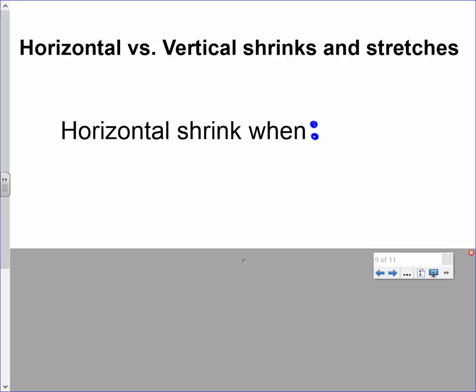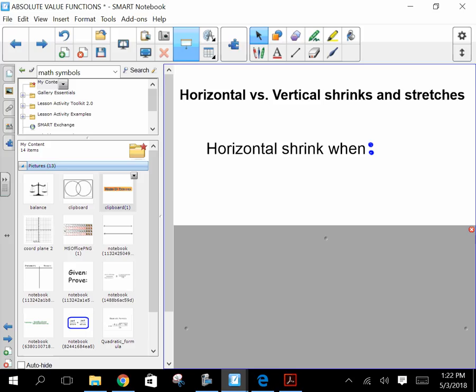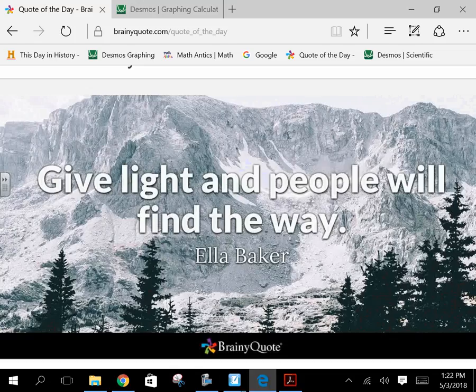Write the words horizontal shrink when, then put a colon after. When does a horizontal shrink occur? Well, let's see. Let me get my Desmos.com going.